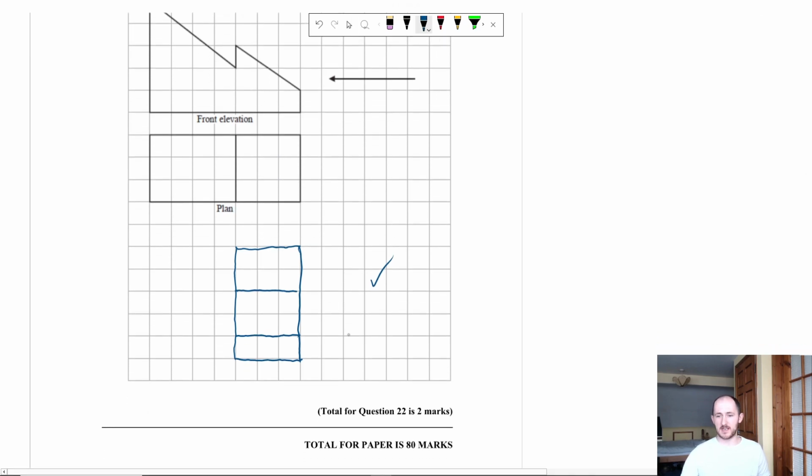By the way, in mark schemes, you sometimes see this dotted line, right? It's not necessary. Not necessary at all. That's the end of the paper. Good Lord, that was quite a beefy one.